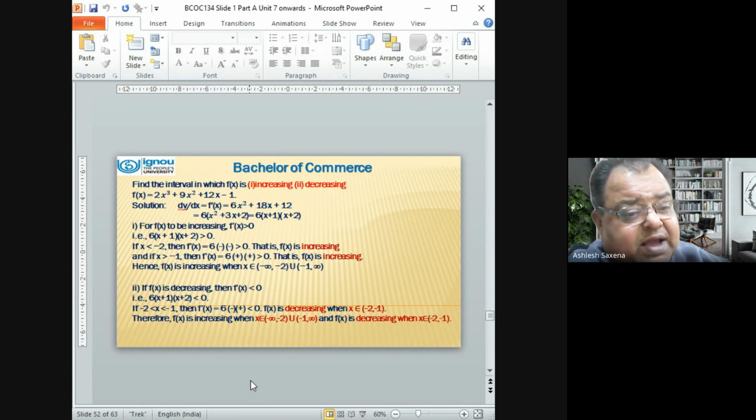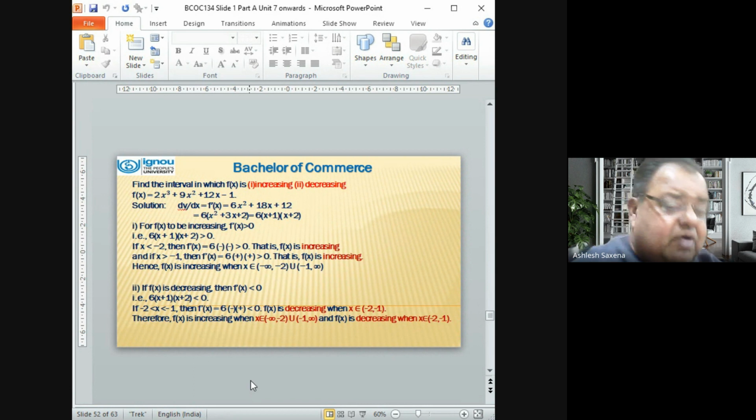Now, what is the correct way of writing the answer? From minus infinity to minus 2, union minus 1 to infinity. This is the correct way of writing the answer.